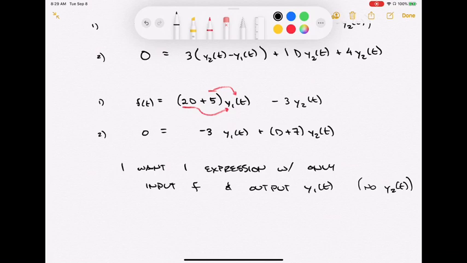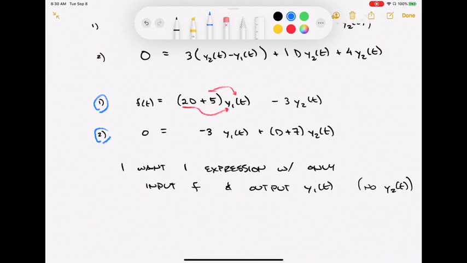Really, the game here is to combine these two expressions in such a way that the y2 terms cancel. One way that you can think about that: these equations are equations, and I can operate on the equation with things like derivatives and additions and any linear combination of derivatives and sums of constants. I can operate on these equations without changing the equality. So let's take a quick look. I have an expression, the first one, f equals 2d plus 5 acting on y1 minus 3 acting on y2. The second expression is 0 equaling minus 3 acting on y1 plus d plus 7 acting on y2.